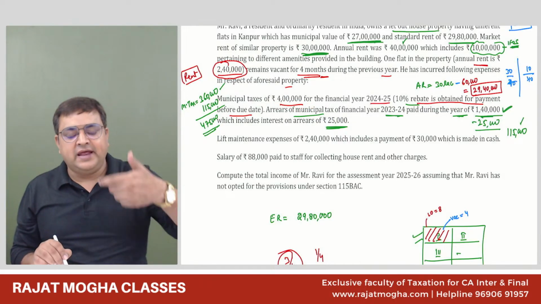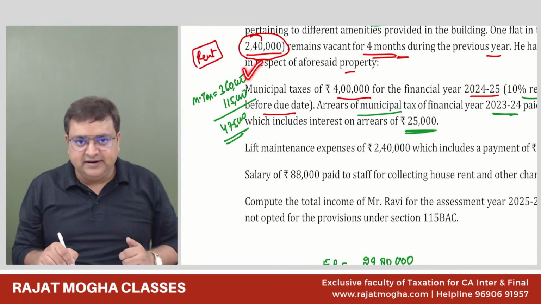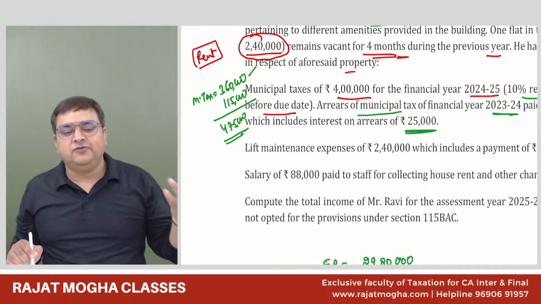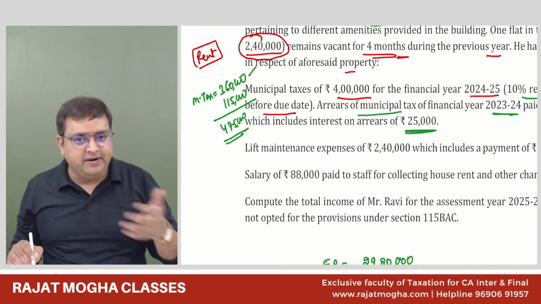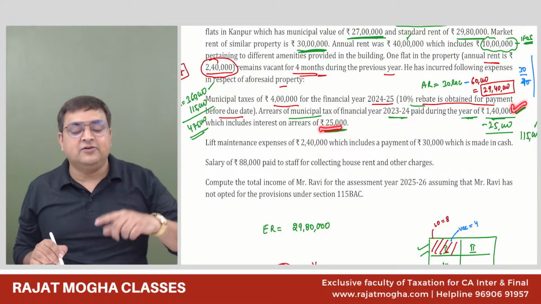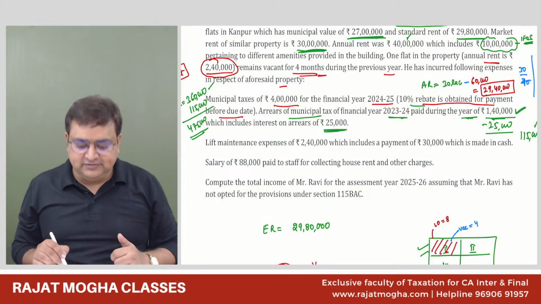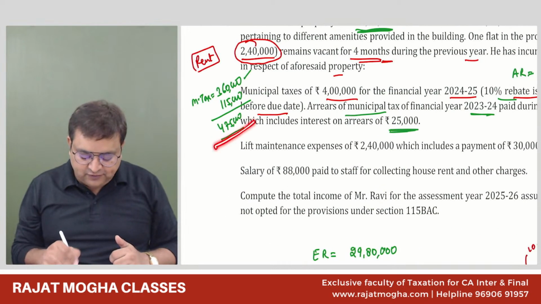Out of 4 lakh, 10% we got the rebate, so we will pay only 360. So 360 is allowed. Last year expenses we have also paid. Municipal taxes are allowed on payment basis. So it was 140. I would have allowed 140, but they were saying 25,000 is not taxes. They were interest. So only 1,15,000 was the taxes. So total taxes is 475.